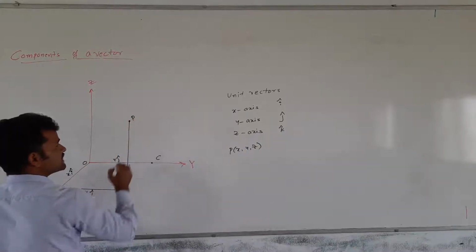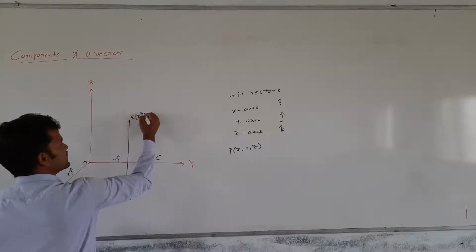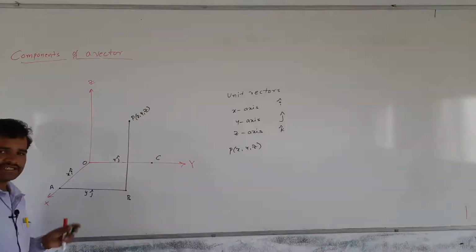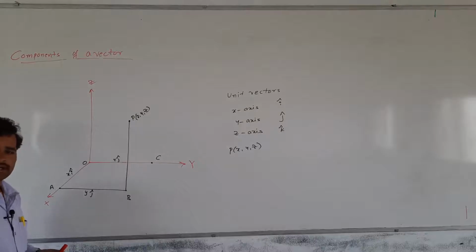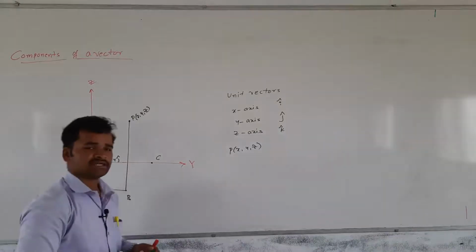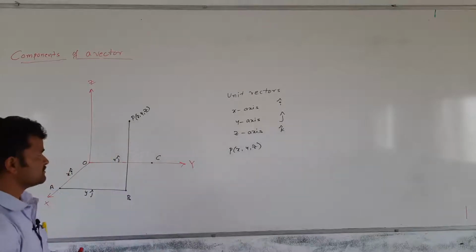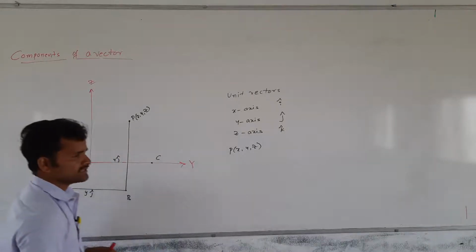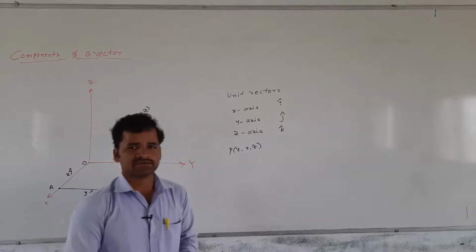What is this P coordinates? P coordinates are x comma y comma z. This is how we represent a point in a three-dimensional plane. Same way as we do in case of a two-dimensional plane. In two-dimensional plane, only two coordinates will be there. Here, three coordinates. That's all.